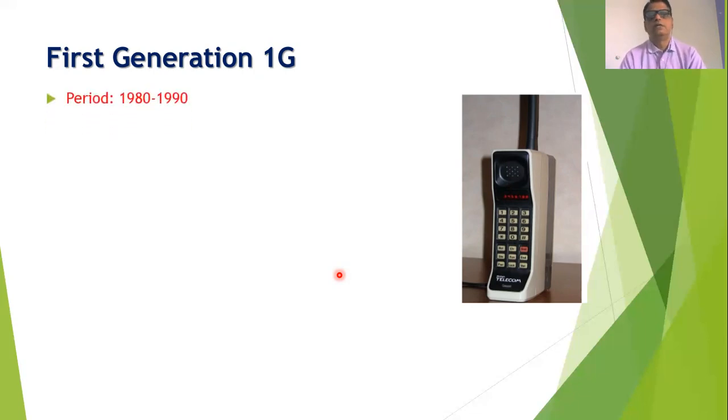So the first technology is 1G technology. The first commercial services of mobile telephony were made available in about 1973. But broadly, we can say that the period of this technology is from 1980 to 1990. So you will find that the generations are broadly divided into categories of 10 years. So the first generation period is from 1980 to 1990.